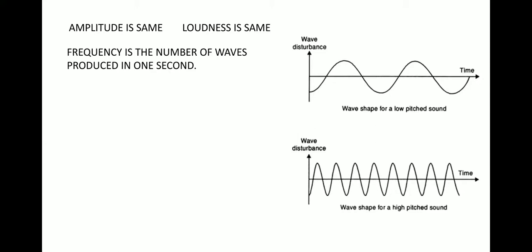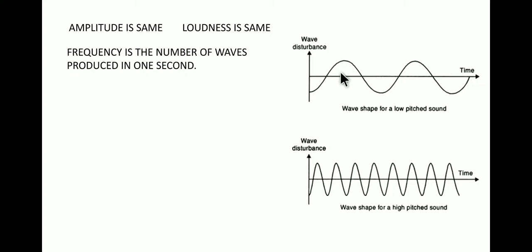So let's have a look over here. There are two waves, both produced from the same source, but you can see the difference in the waves. Both the waves also have the same amplitude. Amplitude means the height from this portion to this portion.